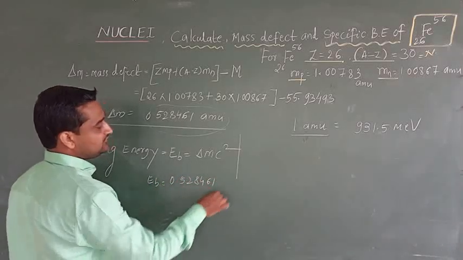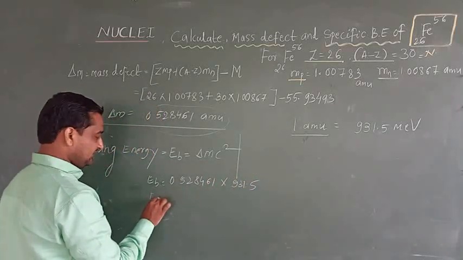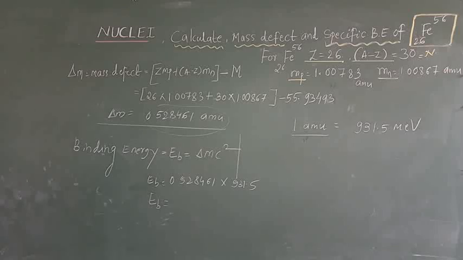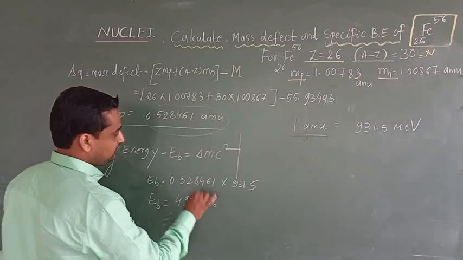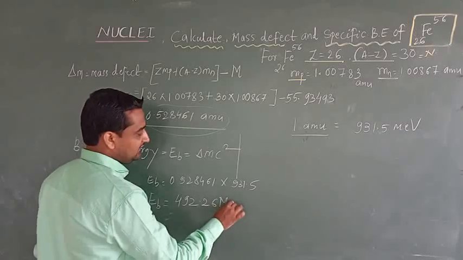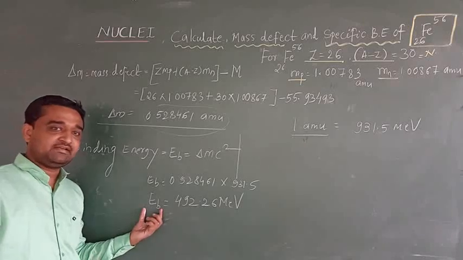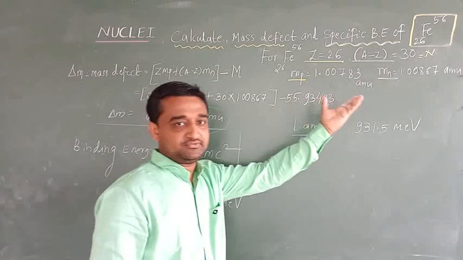0.528461 into 931.5. So then you will get the binding energy of the iron nucleus as 492.26 mega electron volt. That means what is meant by binding energy? The amount of energy required to bind the nucleons to form the nucleus, right?